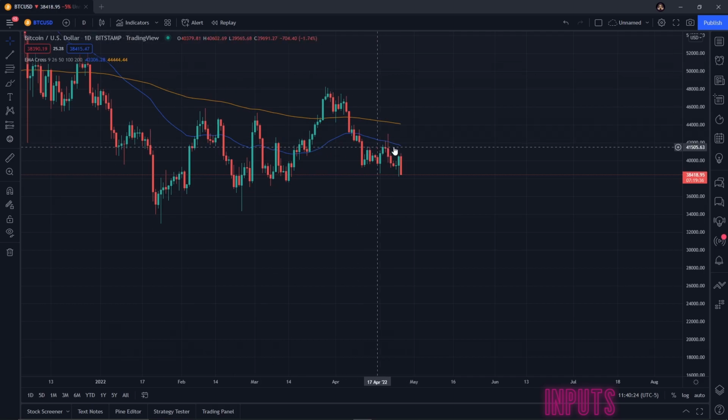Now if we're looking at the 200 EMA, it's the same thing. Over the past 200 days, since we're observing the daily time frame, over the past 200 days, people have paid an average of $44,075 for Bitcoin. So it's safe to say that the current market price is trading below the average price being paid for Bitcoin.